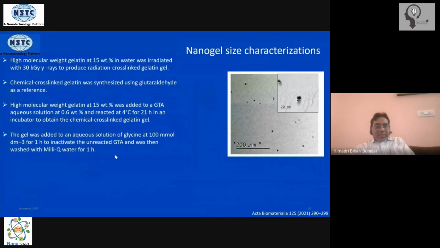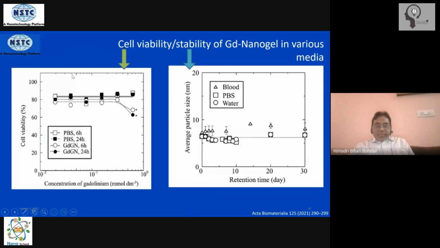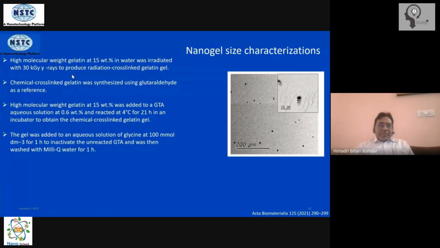There should be a synthesis. First synthesis. The sequence has changed slightly. So as I said, gadolinium is actually a high contrast agent you use for MRI applications. So here we make a gadolinium containing nanogel. So the synthesis process is the following. This starts with a nanogel. Let me start with this one.